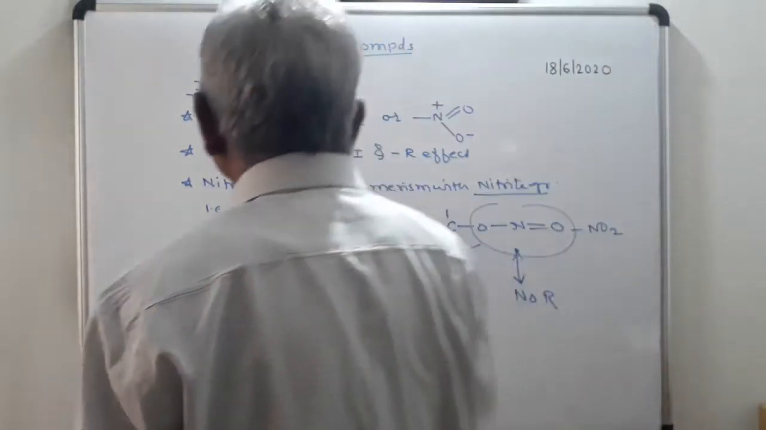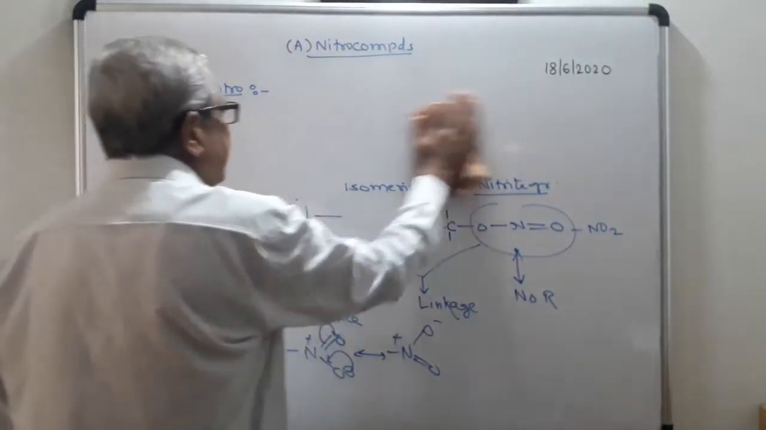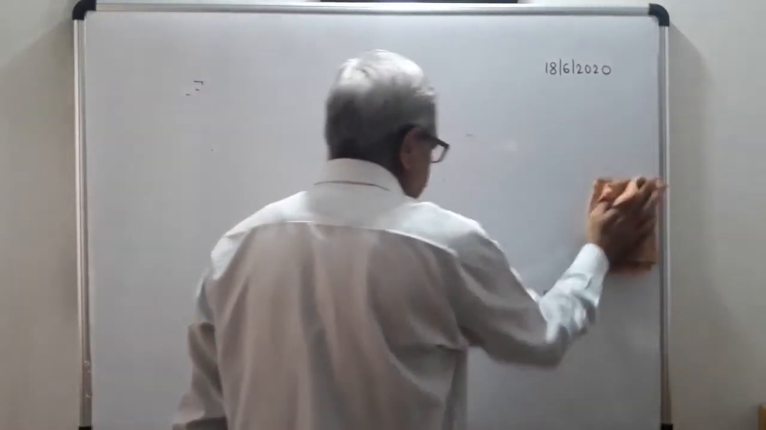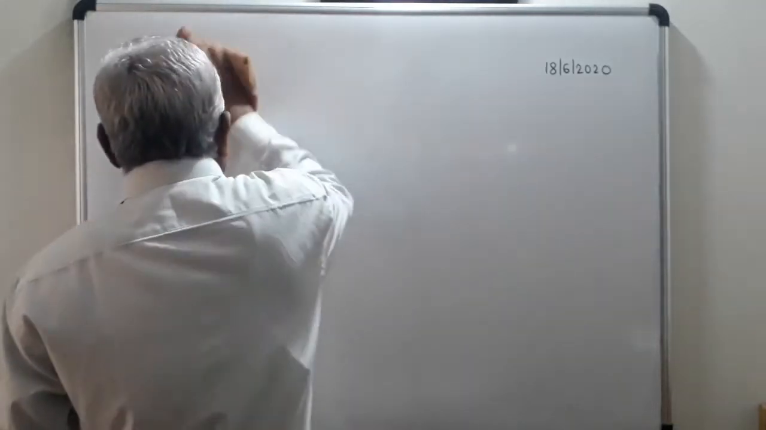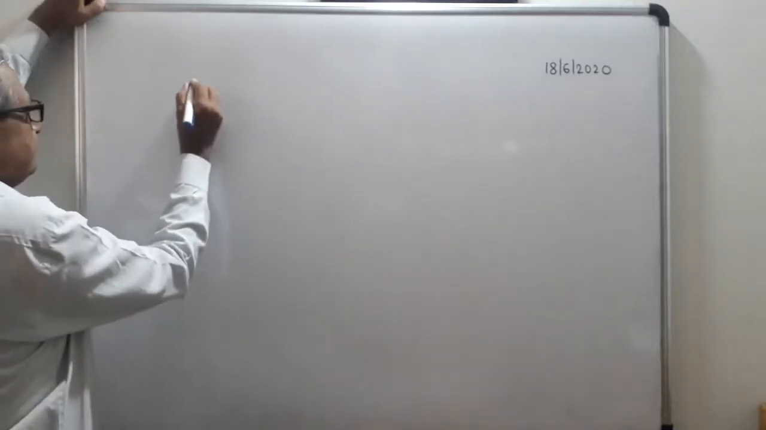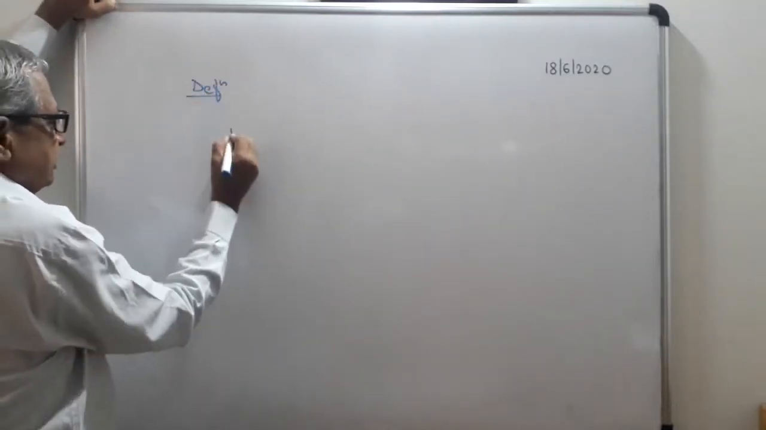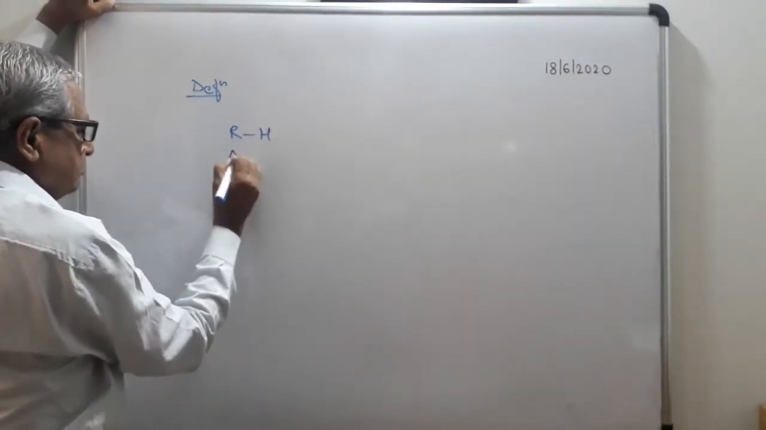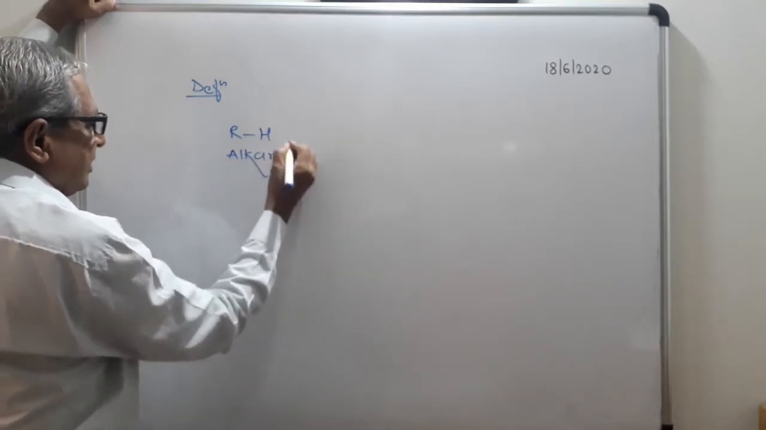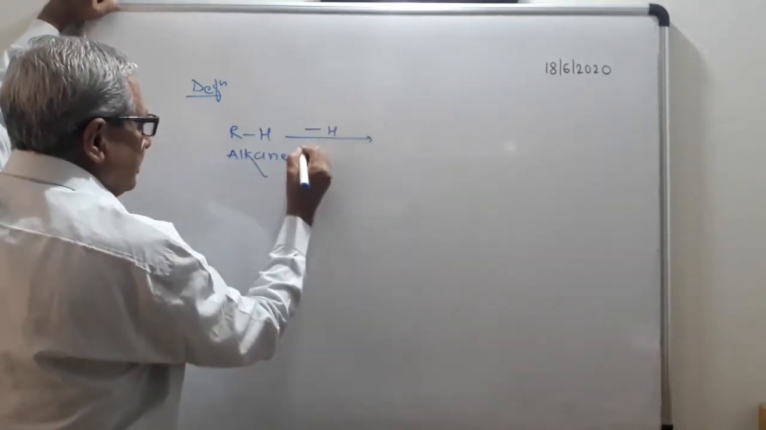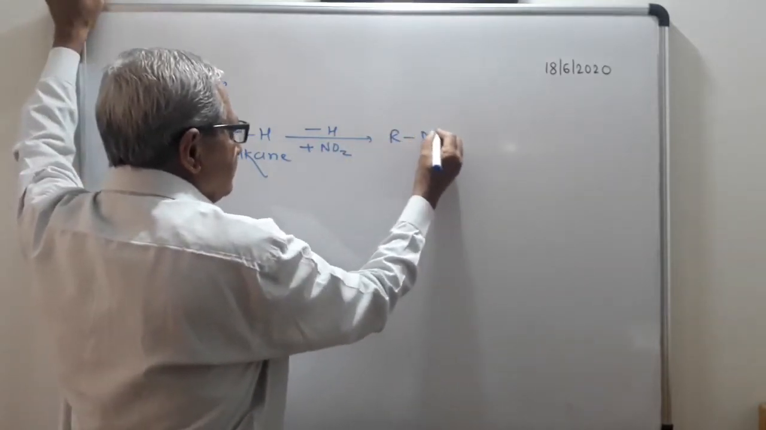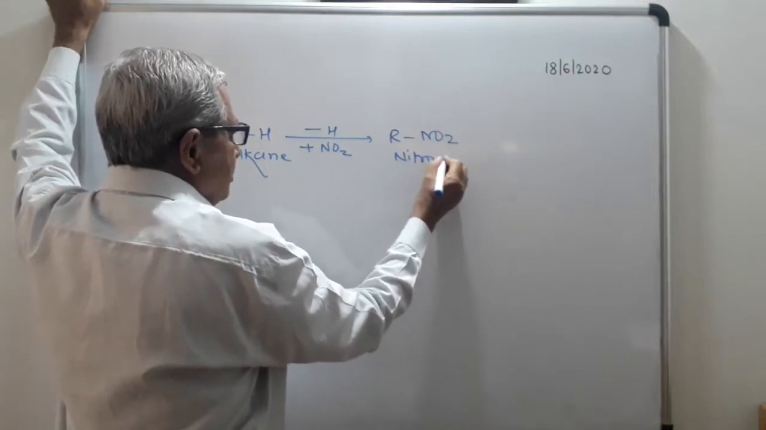Now definition. So give the second title here, definition of nitro compounds. Now see, this is your alkane, RH. It is a hydrocarbon, containing only carbon and hydrogen. When a hydrogen atom of the alkane is substituted by NO2 group, you will get nitroalkane.